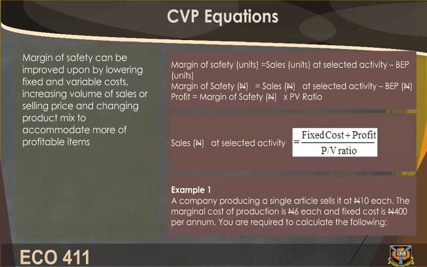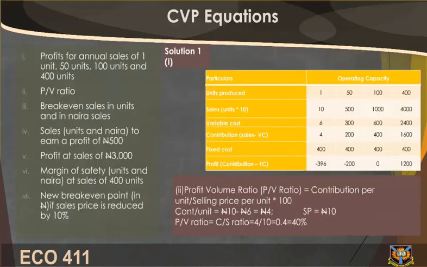Example 1. A company producing a single article sells it at 10 naira each. The marginal cost of production is 6 naira each, and fixed cost is 400 naira per annum. You are required to calculate the following. 1. Profits for annual sales of 1 unit, 50 units, 100 units, and 400 units. 2. PV ratio. 3. Break-even sales in units and in naira sales.